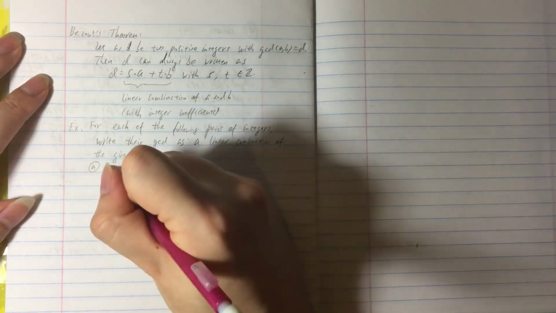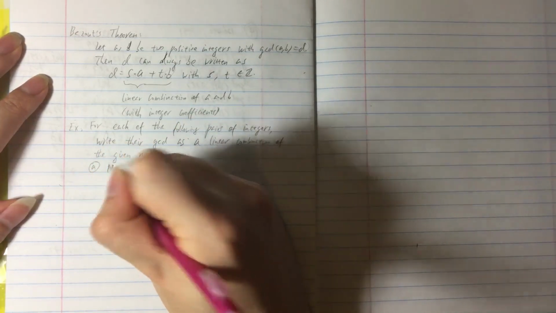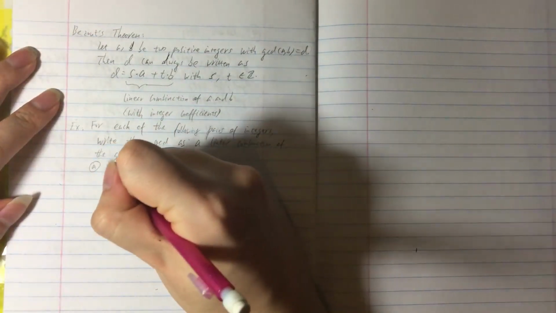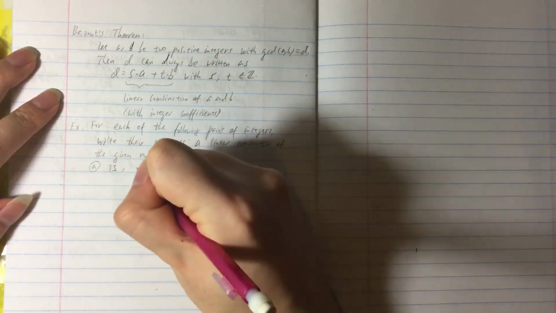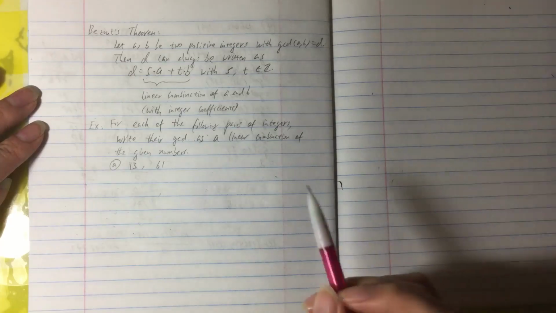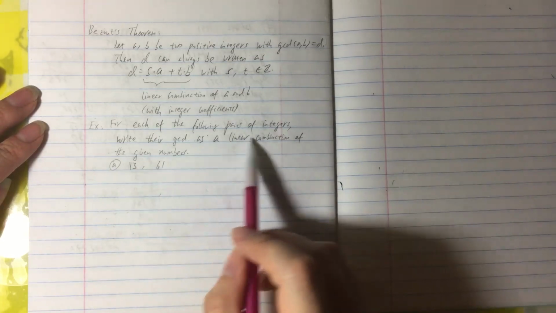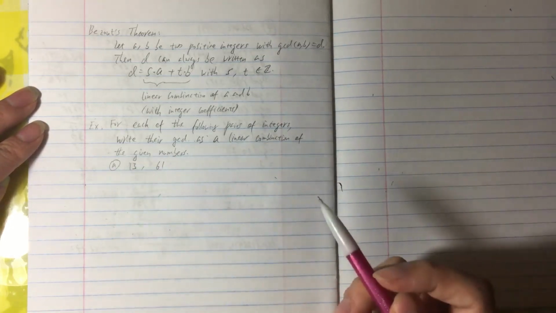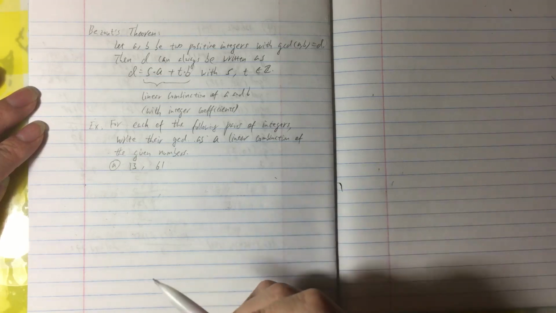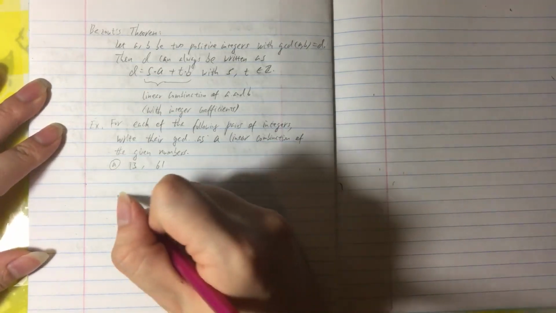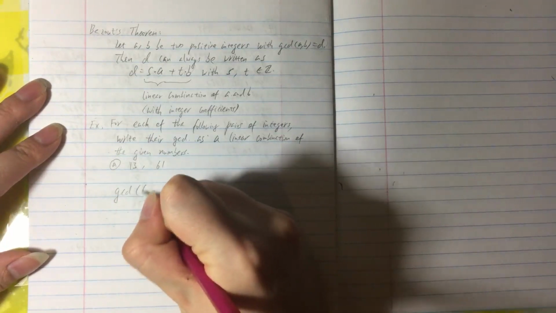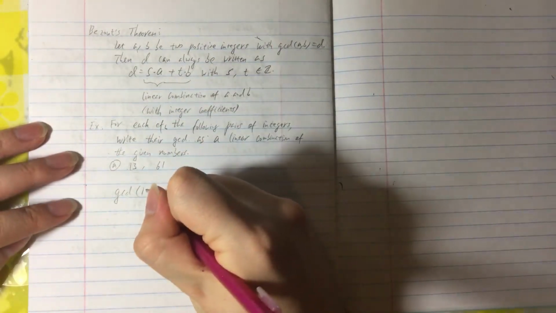First example, 13 and 61. Here we try to write their GCD as a linear combination of these two numbers. First of all, what's their GCD? In order to find the GCD, let's use the Euclidean algorithm. So GCD of 13 and 61.